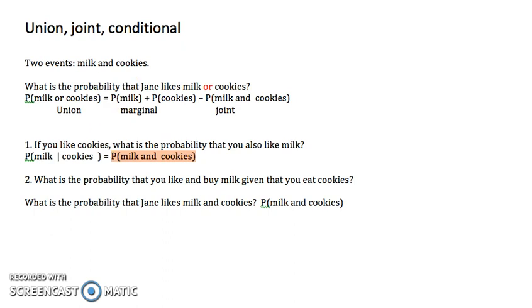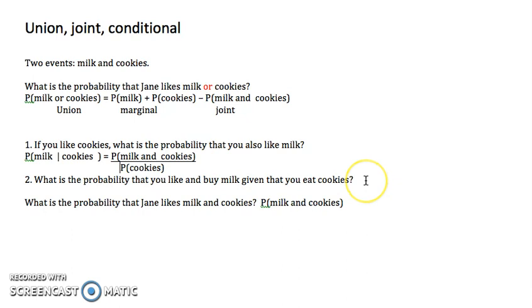It's the joint divided by the condition. To find a conditional probability, we take the joint of the two events, then we divide it by the condition. Probability of milk given cookies. Cookies is the event used as a condition, so it will be in the denominator.